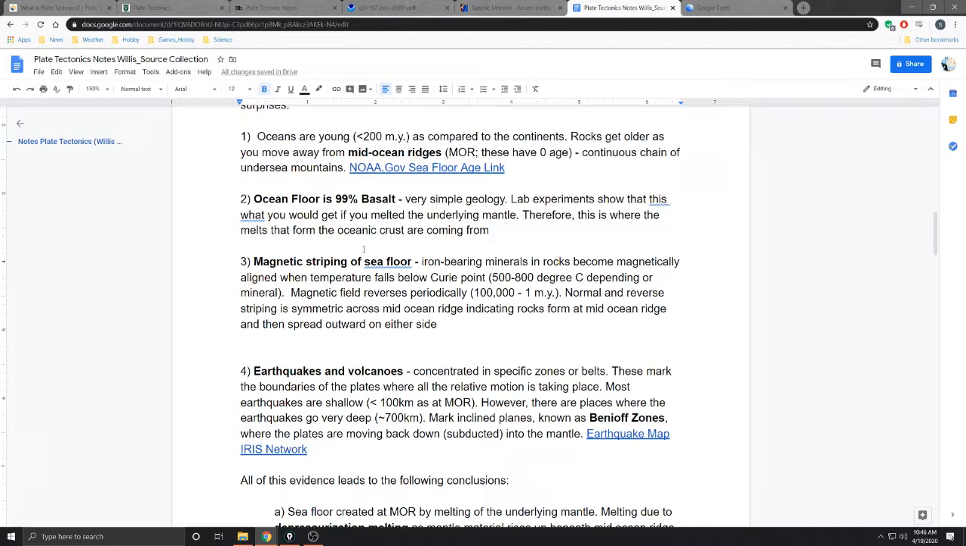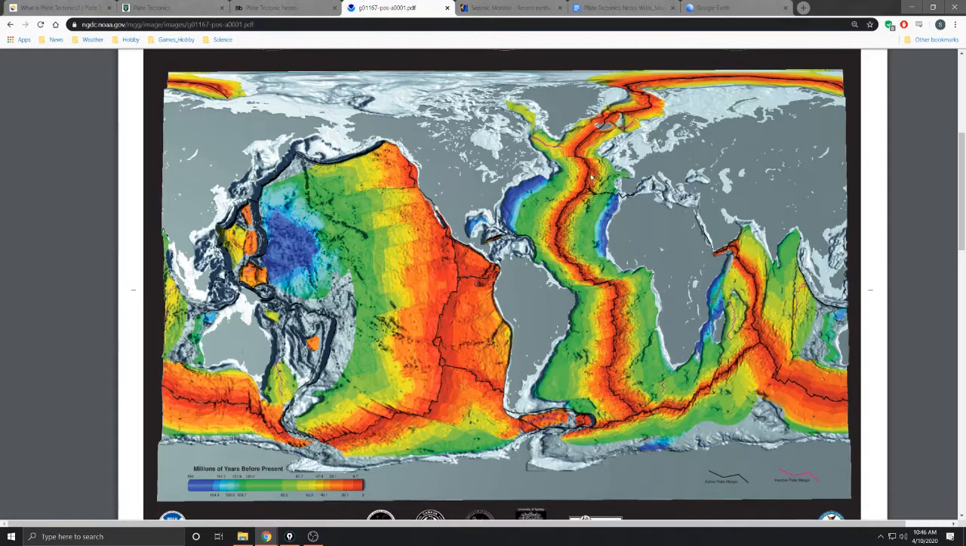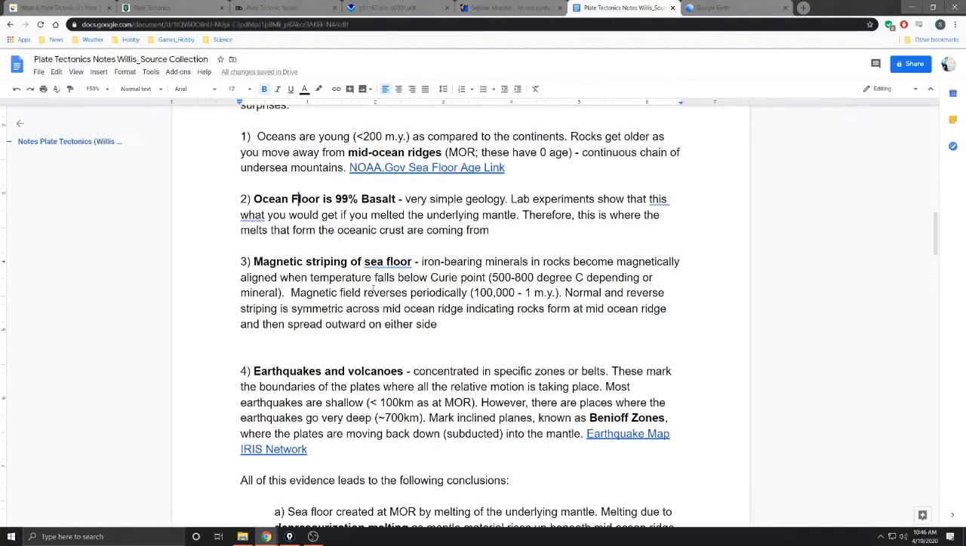So what does this tell us? That a huge amount of the ocean floor is igneous rock that was created in these volcanic events. Where were these volcanic events taking place? Right here on these mid-ocean ridges that we see surrounding the planet. So these are the areas that are creating the crust underneath the ocean floor itself.